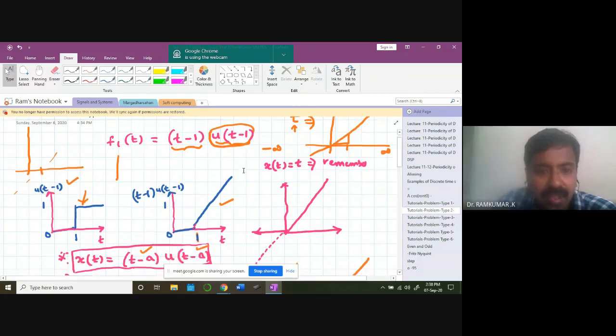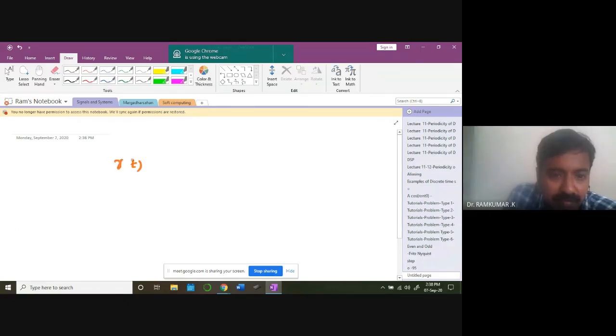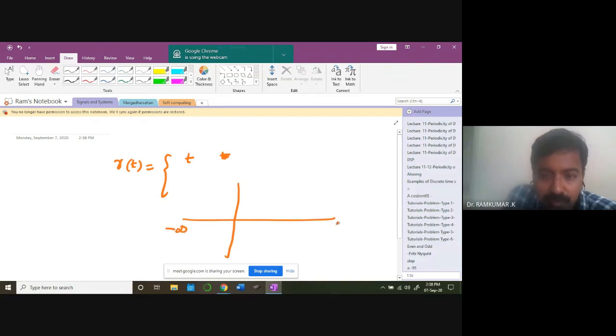Listen carefully. You need to know the signal. The ramp signal is normally defined to be equal to t. Okay, t can be anything. It moves from minus infinity to plus infinity. The signal looks like this, this is the ramp signal.